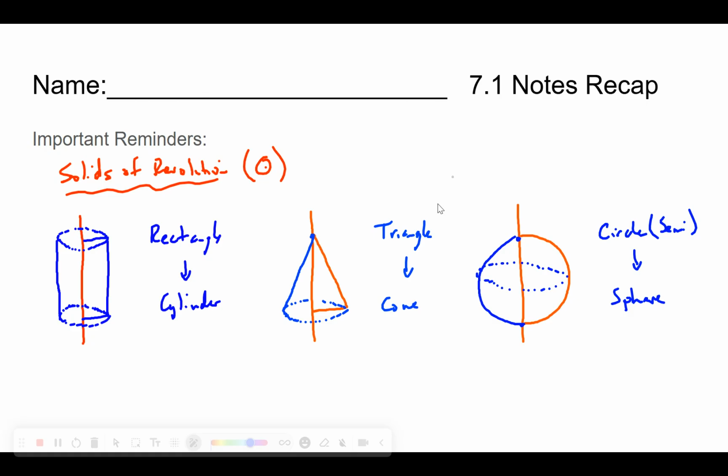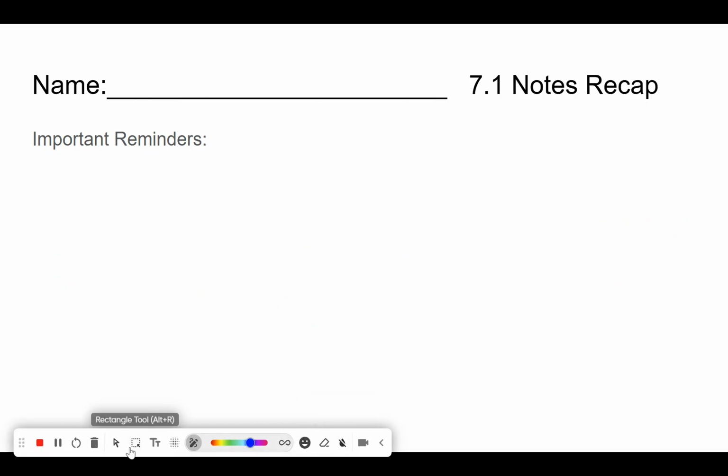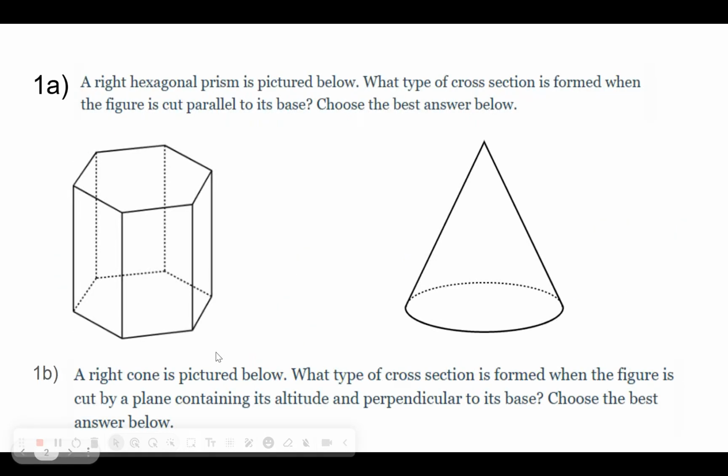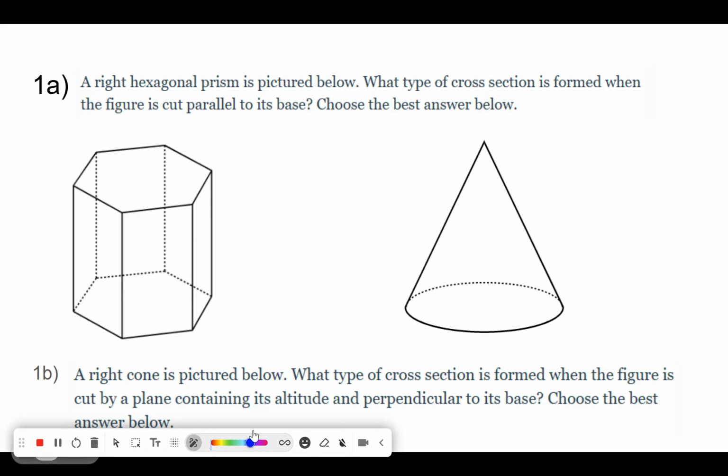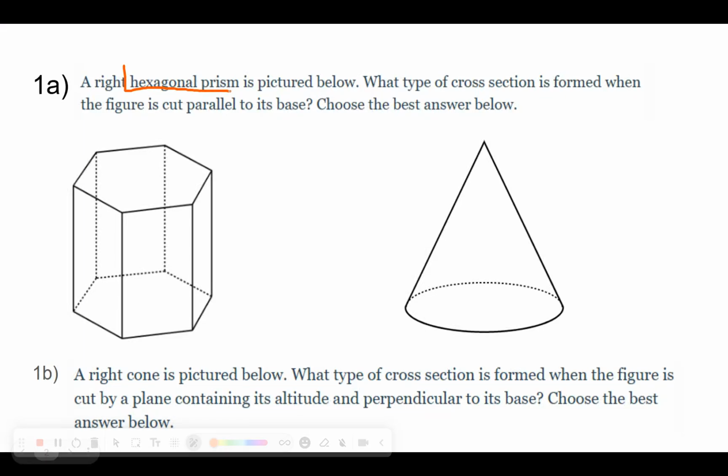So again, a little bit of memorization today. Let's see if we can do these problems now. Okay. So the first one here, we have a right hexagonal prism. Right, so again, make sure you understand the name. So it's a right hexagonal prism.